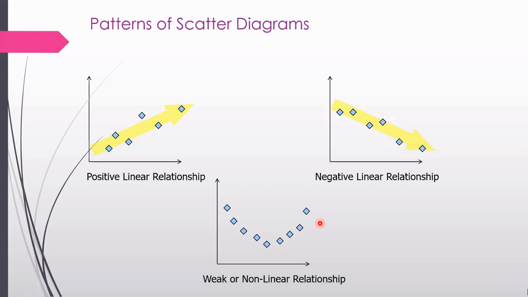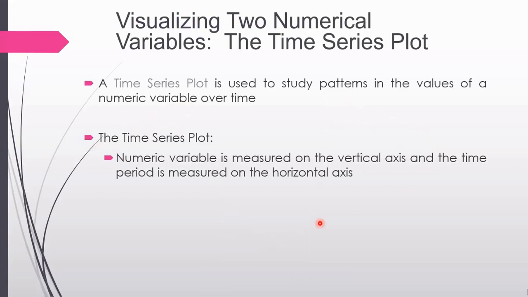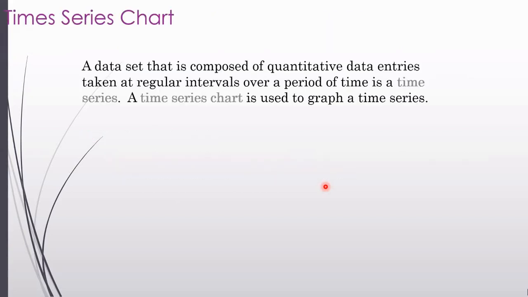Then, another plot is the time series plot. Here also we are studying the pattern between two variables, but one variable is time. How one variable changes over time. So the time series plot is used to study the patterns in the values of a numerical variable over time. The numerical variable we measure on the vertical axis, and the time period we measure on the horizontal axis, right?